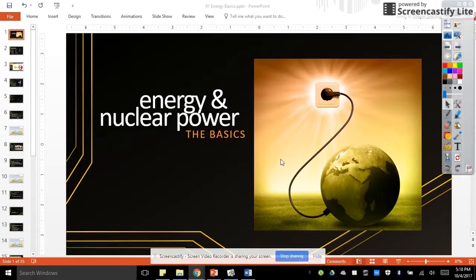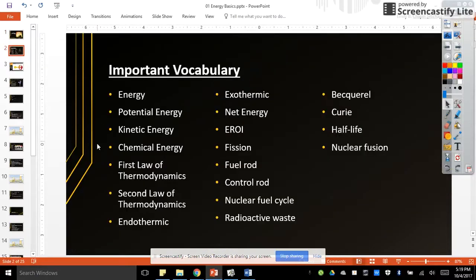This is a lecture on energy and nuclear power. It goes along with chapter 15, sections 1 and 5. So let's get started. Here's our important vocabulary for the unit.